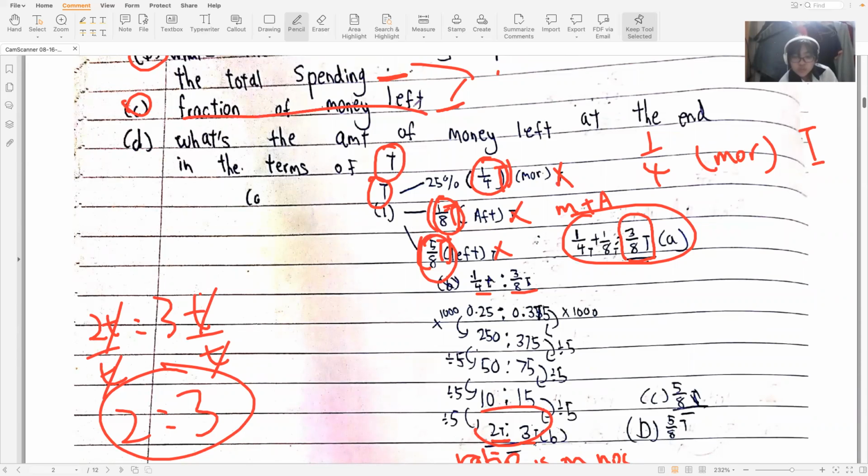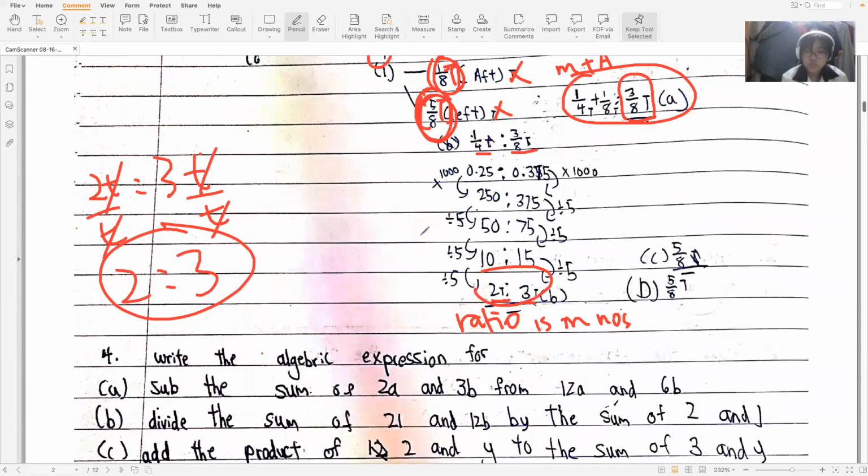And then the fraction of the money left. So the fraction is 5/8 only. Is there a T or not? No, I canceled the T. Oh, okay.